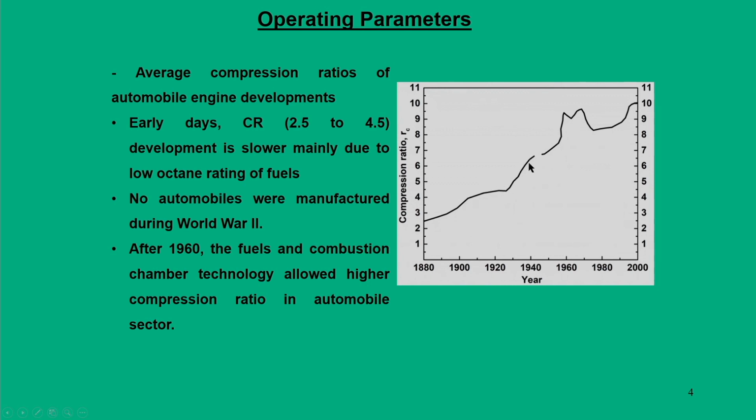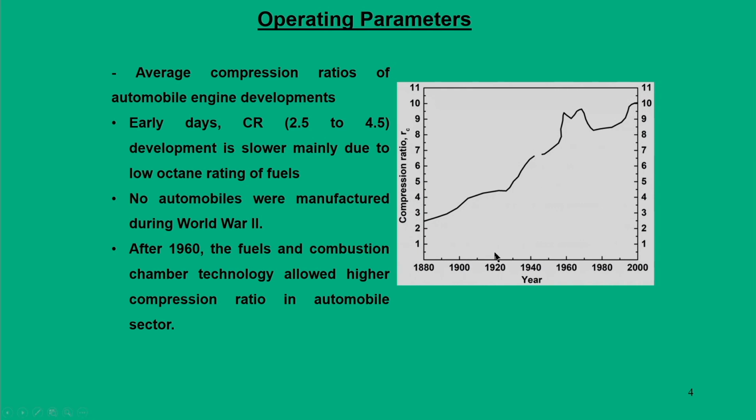When you try to increase the compression ratio, effectively we are looking at bigger size engines, and towards the end of the 19th century, the typical compression ratio we come up with is in the range of 8 to 10. So, this is the plot that shows the typical trend of how engine development has occurred over the last 2 centuries.